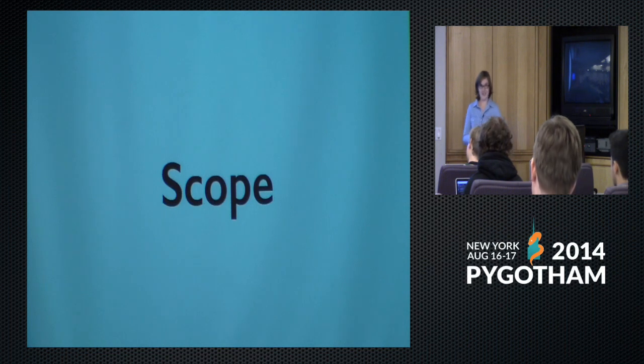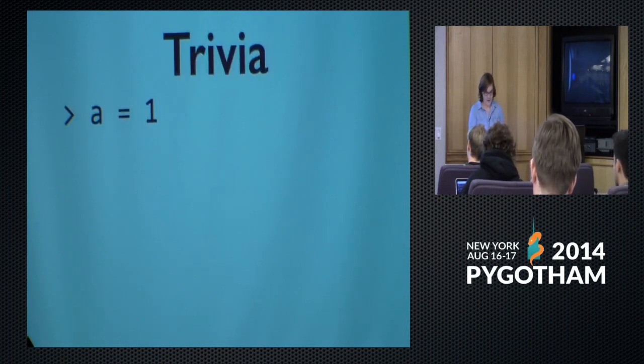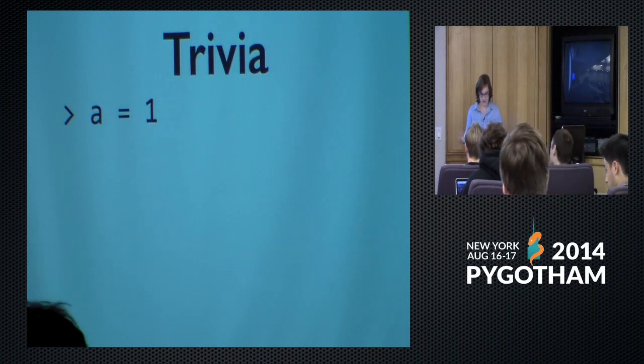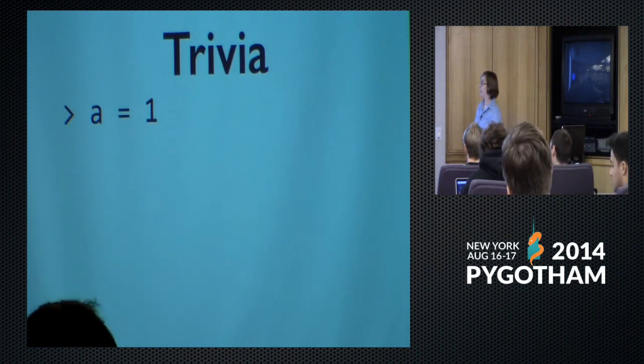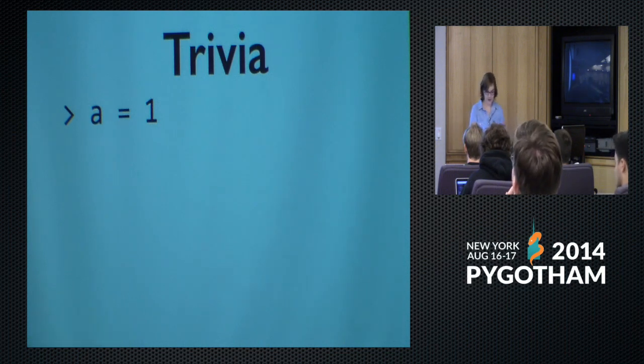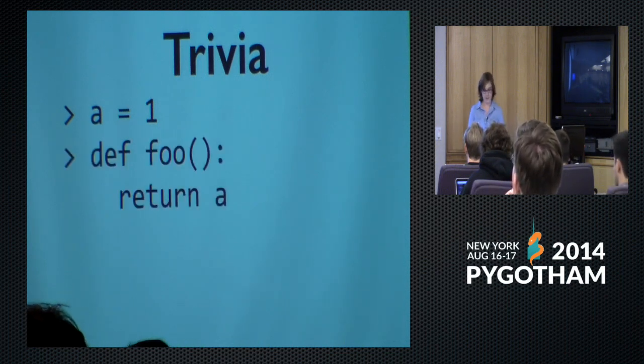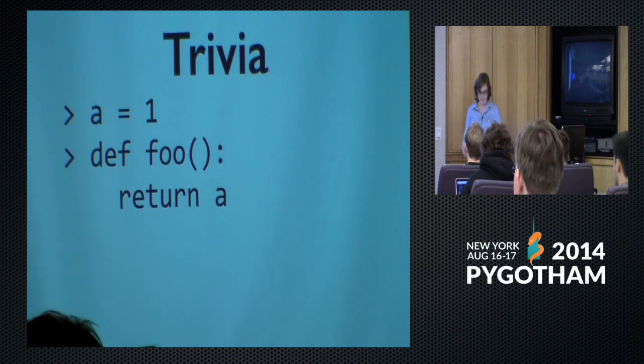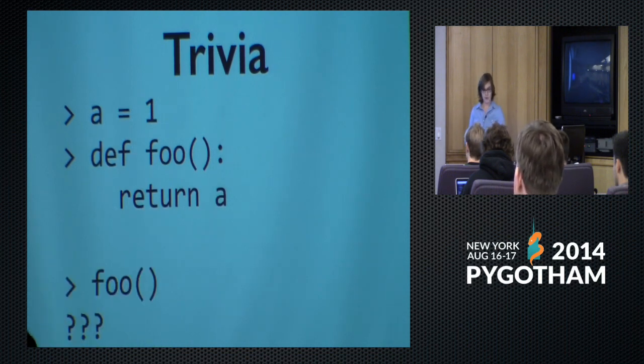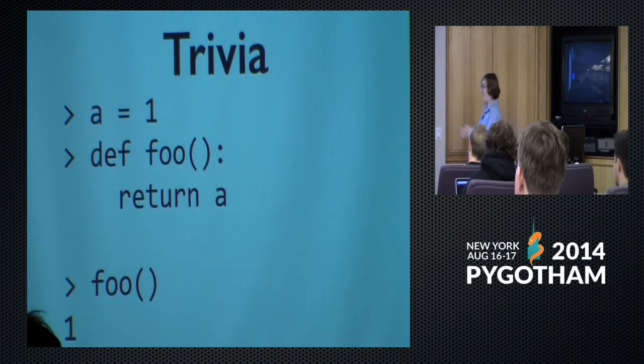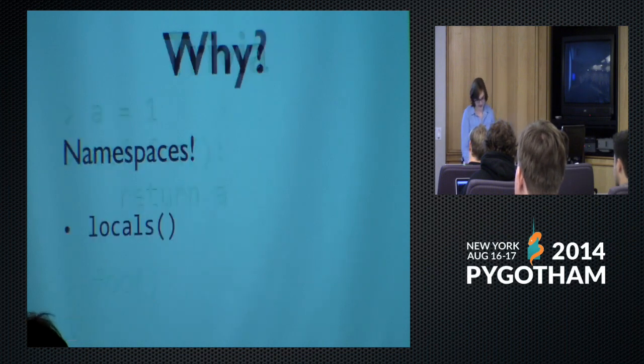Okay, last section, scope. I'm running a little short on time, so I might go a little bit faster. Okay, so let's start with an example again. We will create variable name A, give it the value 1, then have the simple function foo that just returns A. So when we call foo, what happens? Who thinks that this will just return 1 and everything will work? Who thinks this will throw an error? Cool. No error, 1.